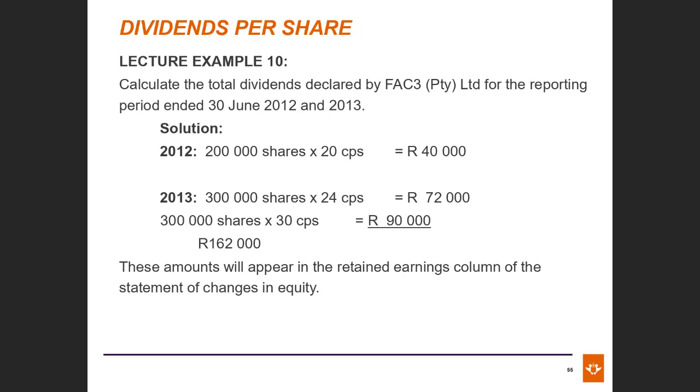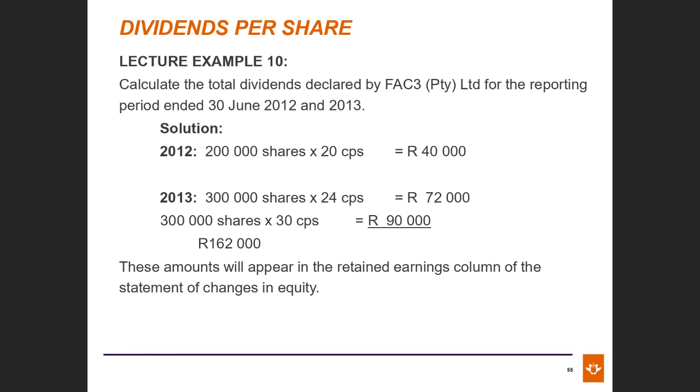Okay. So now using this, you can calculate the dividend. Well, here they actually do it the other way around. They're trying to trick you. So these amounts will appear in the retained earnings column of the statement of changes in equity.